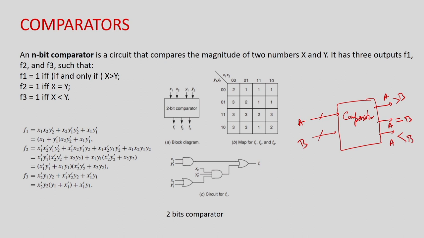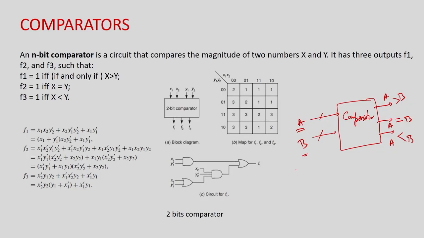So let's start with the 2 bit comparator. That means I have A and B, which are 2 bits each. Now, the conventional way of developing the design is to consider a truth table. If A and B have 2 bits, there are 16 possible cases. That means A value can be 0 0 and B value can be 0 0. Then A value can be 0 0 and B is 0 1. This way it goes up to 1 1 and 1 1, right?